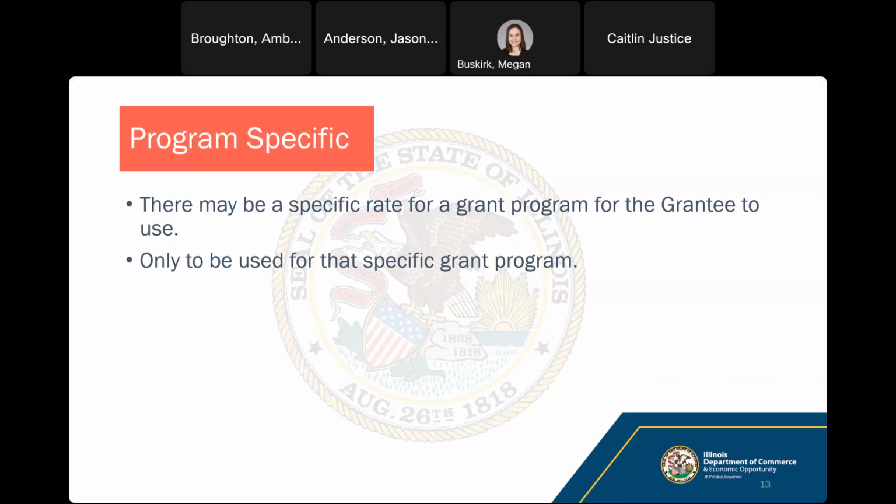On to program specific. There may be programs with a specific rate that a grantee may elect to use unless they have already negotiated a rate. For example, the Small Business Administration allows grantees to use the indirect cost rate of 24% for Small Business Development Center grants. So this is a rate that is exclusive for this program and cannot be used on other federally funded grants.